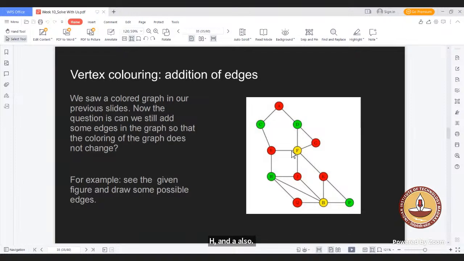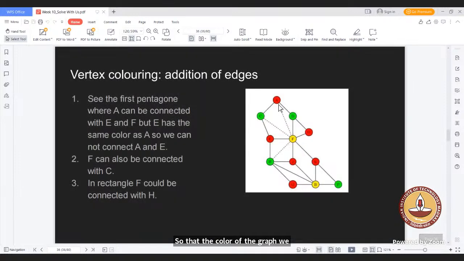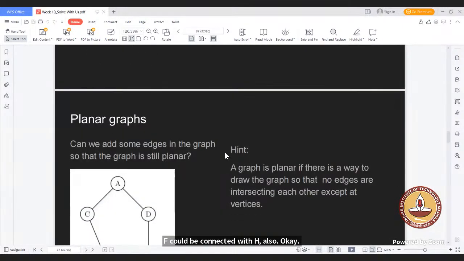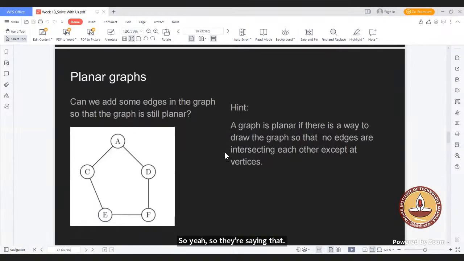So the answer to the question is that we can add more edges so that the color of the graph remains the same. Even F can be connected with A, C, and H also. See the first pentagon, where A can be connected with E and F, but E has the same color as A, so we cannot connect A and E here. So F can also be connected with C. In the rectangle, F could be connected with H also. So they are saying that there can be more edges without altering the color sequence.